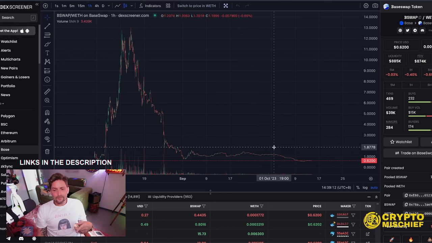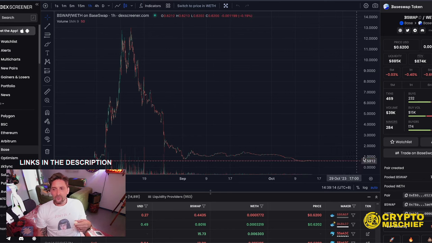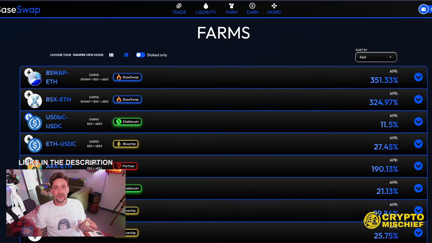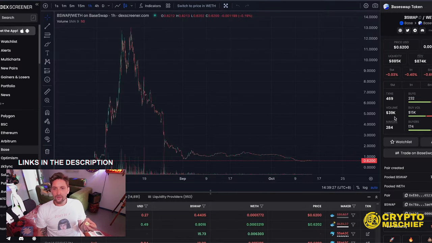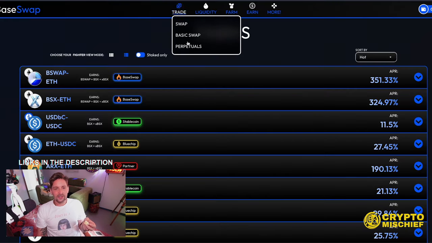But at the same time, while this is happening, we can start to accumulate the token because it can't go much lower, I don't think. Market cap is under 1 million, so small cap. So pretty interesting there. Quite good volume on it, though. $40,000 of volume on it just today.